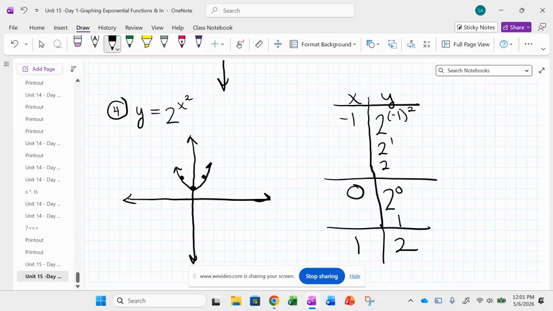Yes, it does look like that. So what's the moral of the story? The moral of the story is if it doesn't look like your traditional exponential that's just been shifted, you have to just make a table and plug in points.